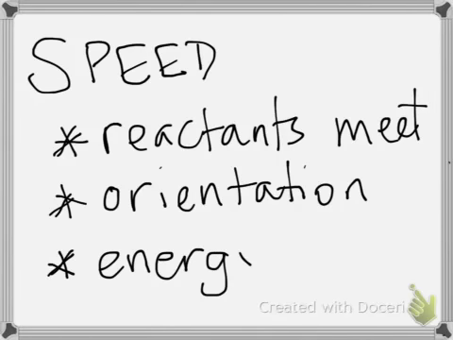So there are a bunch of things that we can do to increase the speed of the reaction. We can increase the concentration of reactants. We can add a catalyst. That will certainly help the orientation piece. And we could certainly run reactions at higher temperature because everything has higher energy at a higher temperature.